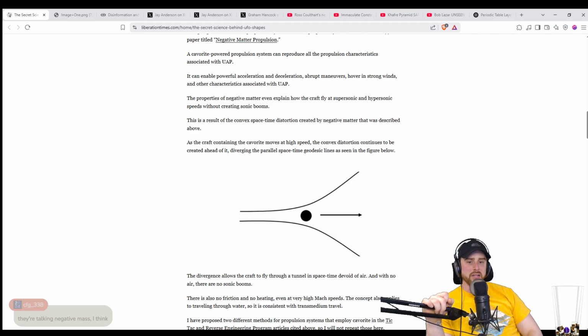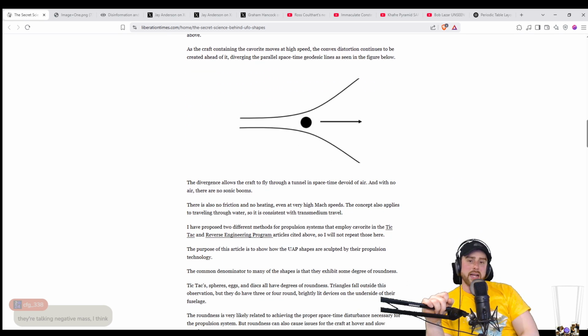diverging the parallel space-time geodesic lines as seen in the figure below. The divergence allows the craft to fly through a tunnel in space-time devoid of air, and with no air, there are no sonic booms. There is also no friction, no heating, even at very high Mach speeds. The concept also applies to traveling through water, so it is consistent with transmedium travel.